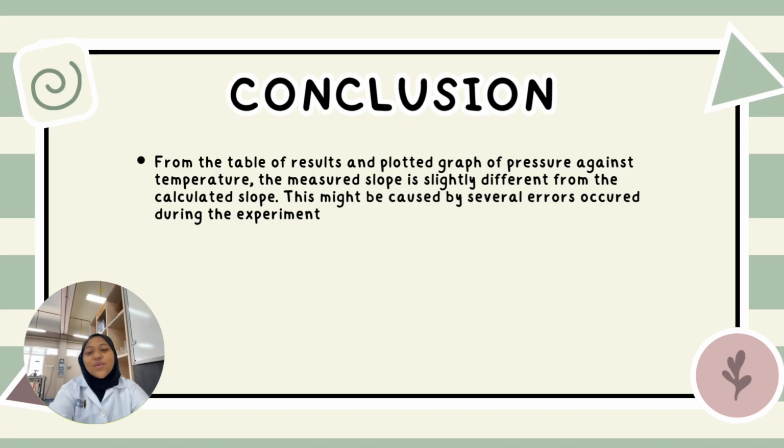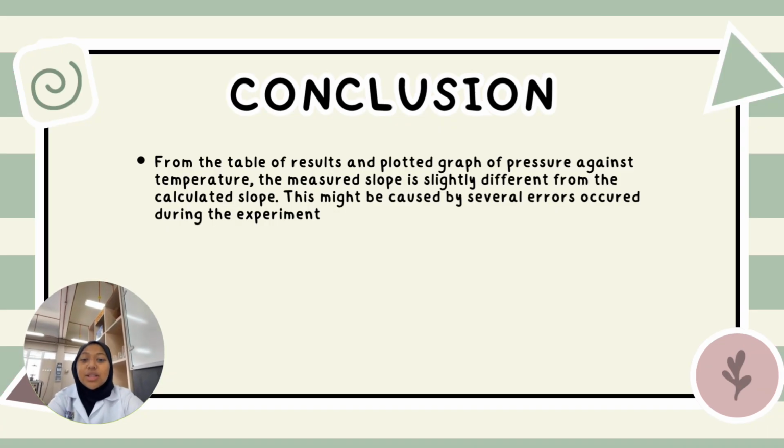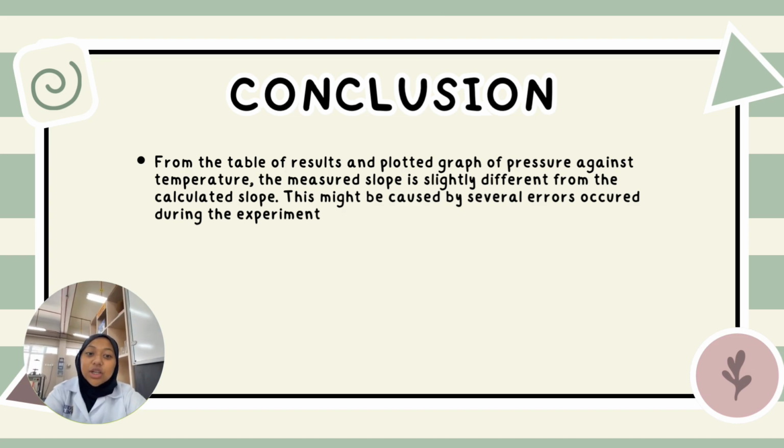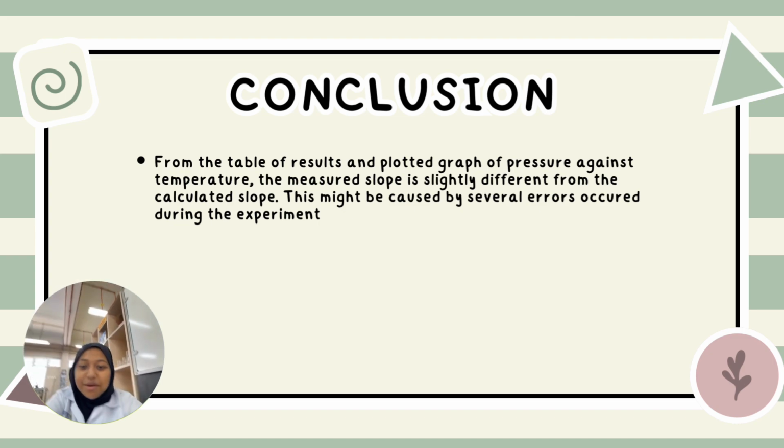The conclusion that we can get from this experiment is, from the table of results and plotted graph of pressure against temperature, the measured slope is slightly different from the calculated slope. This might be caused by several errors that occurred during the experiment.